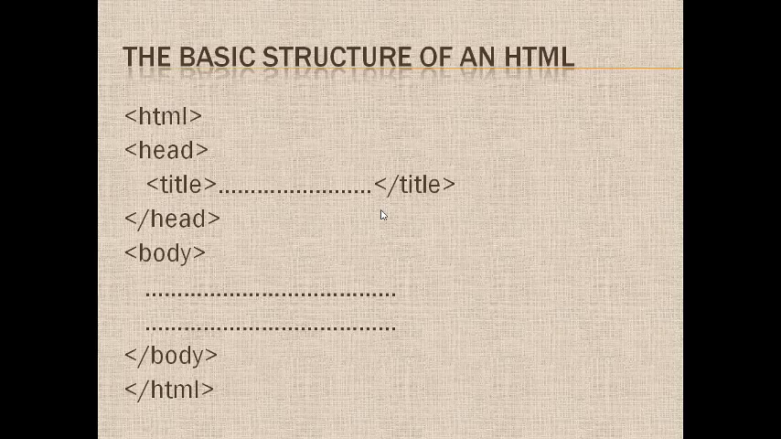Now let's see what is the basic structure of an HTML document. First we have the opening HTML tag, that is written in angle brackets, html. Then we have the head. Inside the head section we have the title, the space to write the title, and the closing title tag. Then we close the head tag. Then in the body section we can write the description or the text, whatever is present, and lastly we close it with the closing HTML tag.